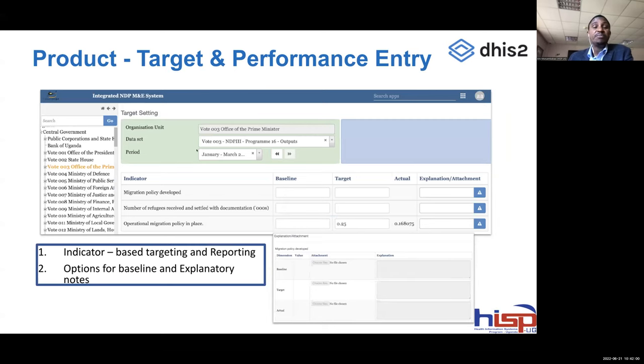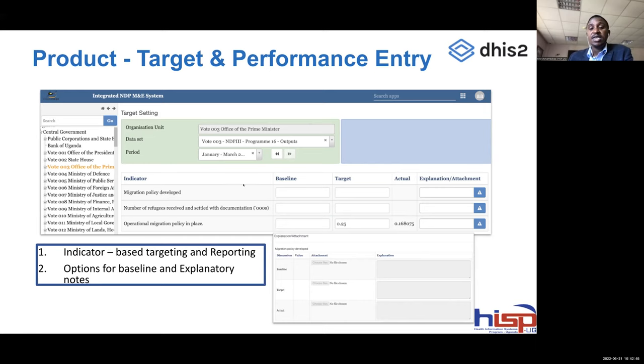Then in terms of how data capture is done, you'll notice that where we normally have organization units, here we have what we call government votes. And these votes basically list all ministries, departments, and agencies. And then in terms of data capture for each of the votes, we have created individual data sets for different result framework levels, where we have outputs, outcomes, and then intermediate results. So we will find that that is the way it's captured.